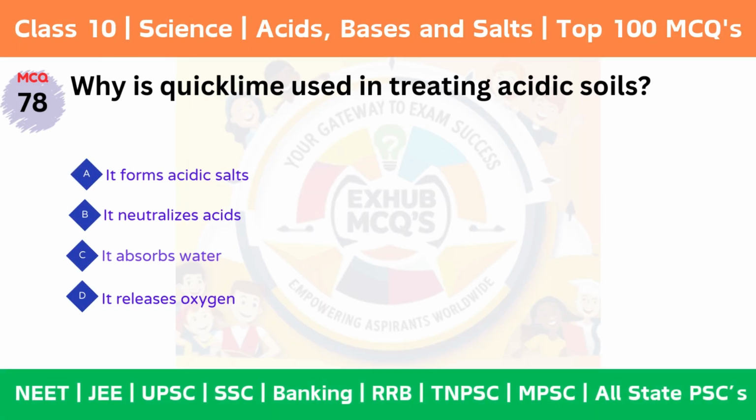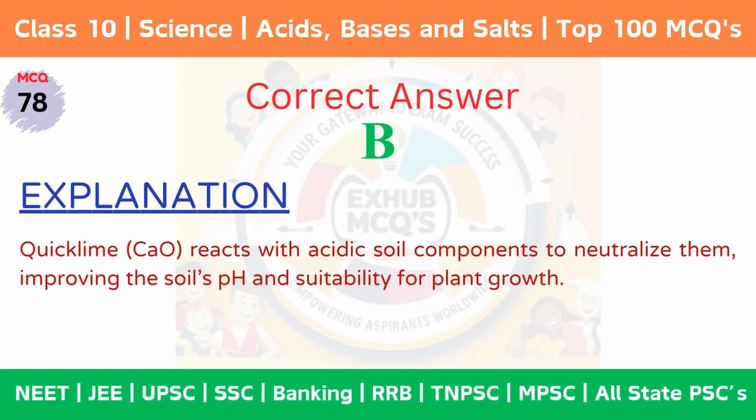MCQ 78. Why is quicklime used in treating acidic soils? Option A, it forms acidic salts. Option B, it neutralizes acids. Option C, it absorbs water. Option D, it releases oxygen. The correct answer is option B, it neutralizes acids. Explanation. Quicklime reacts with acidic soil components to neutralize them, improving soil pH and making it suitable for plant growth.